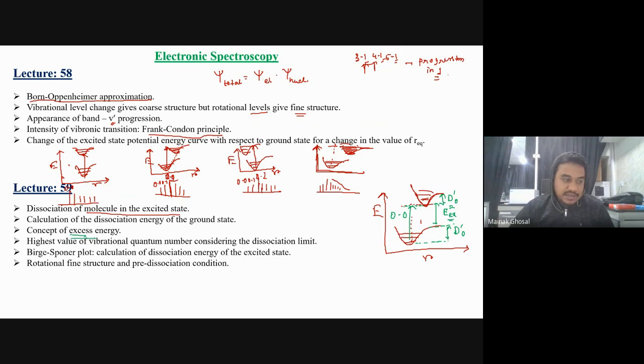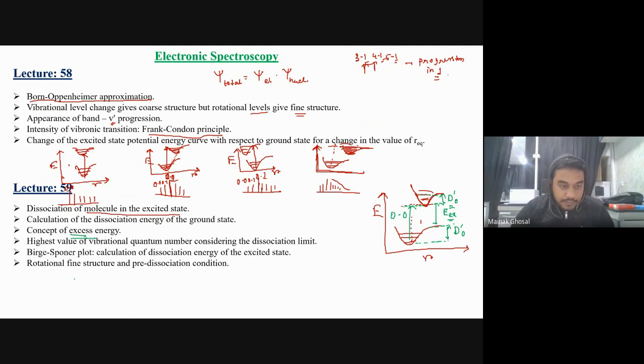What is excess energy? If you know your molecule will be broken by a certain amount of energy, that much energy is sufficient to break your molecule. If you are giving more energy, the extra energy will be dissipated. This is called excess energy. So, considering the dissociation limit, what should be the maximum value of the vibrational quantum number?